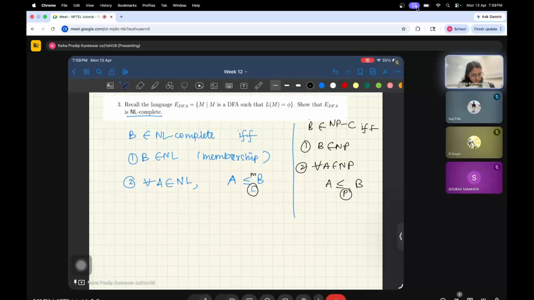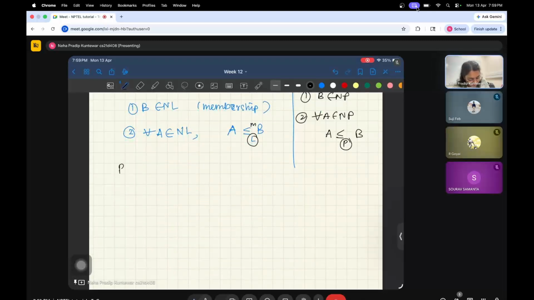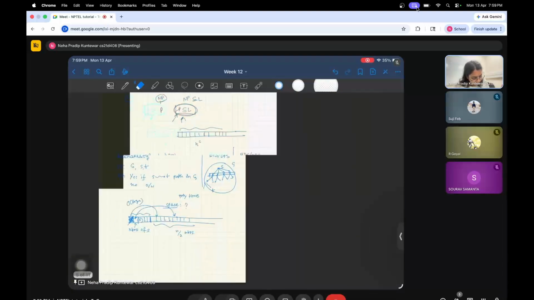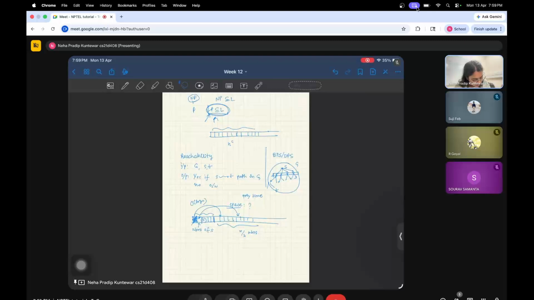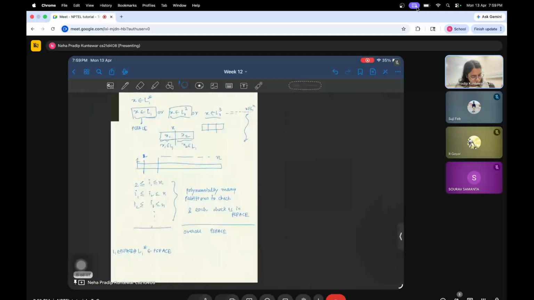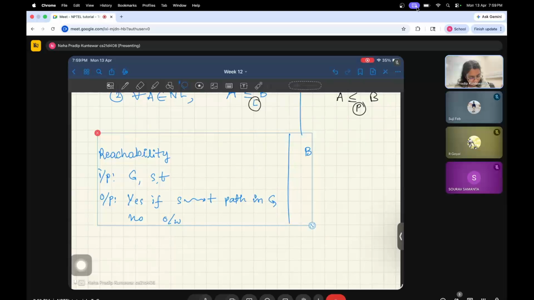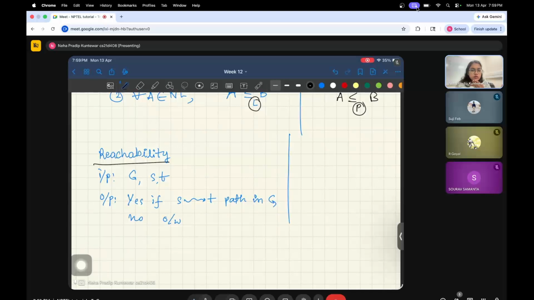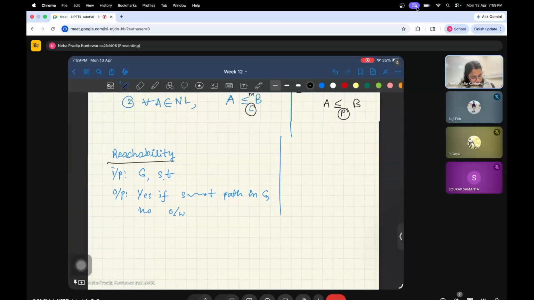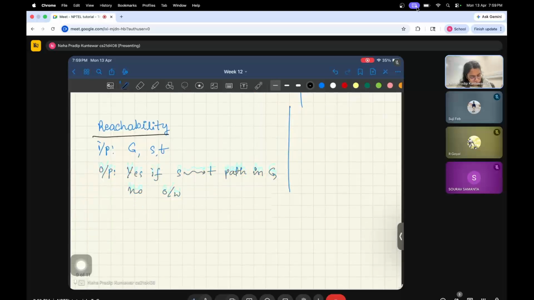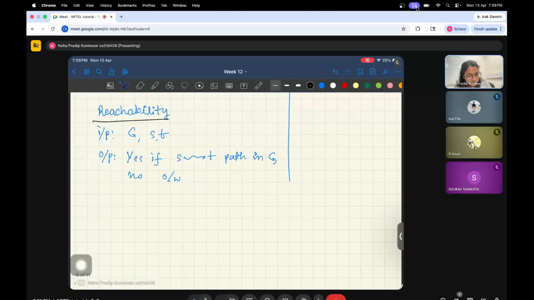Okay, so we will go back to our reachability problem, which I'll call REACH. This is the reachability problem that we defined earlier. Given a graph G and two vertices S and T, check if there's an S to T path. So first of all, let us show that reachability is in NL.